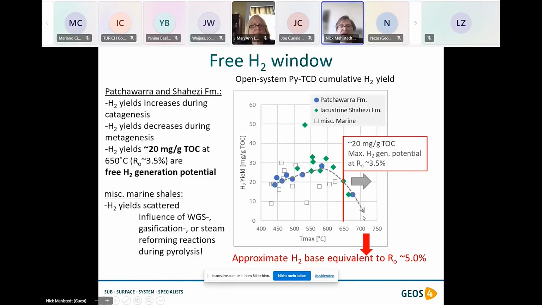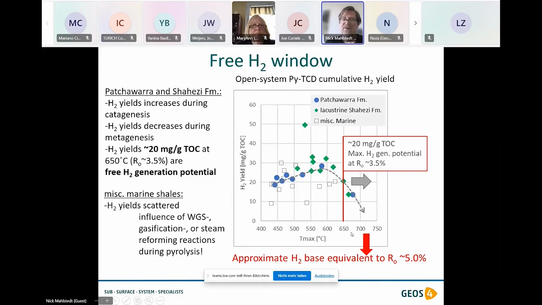Now, the free hydrogen window can also be assessed. And we see also a similar evolution, with an increase in potential during catagenesis, and then a decrease in potential during metagenesis. So that is really mimicking the evolution of the late methane potential.